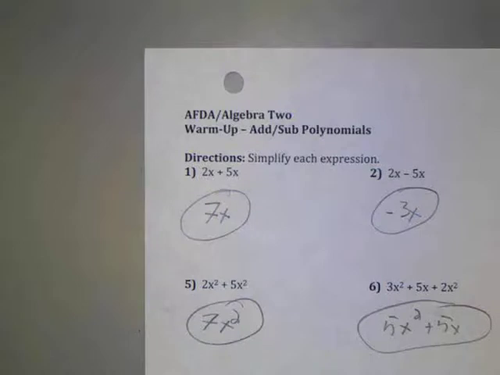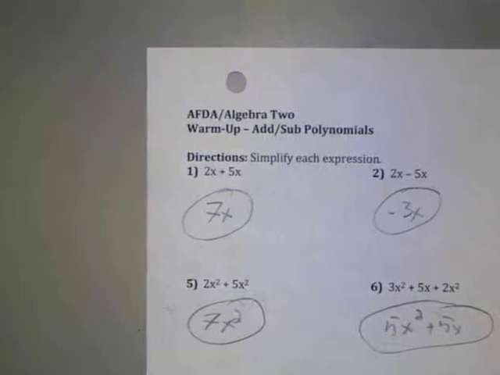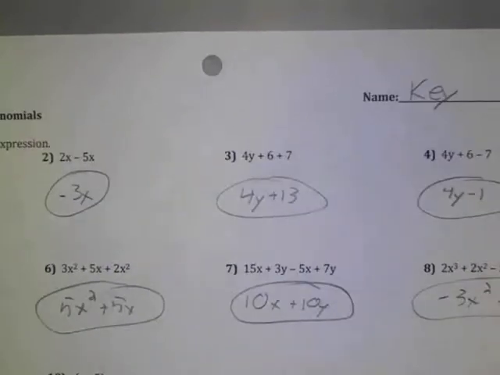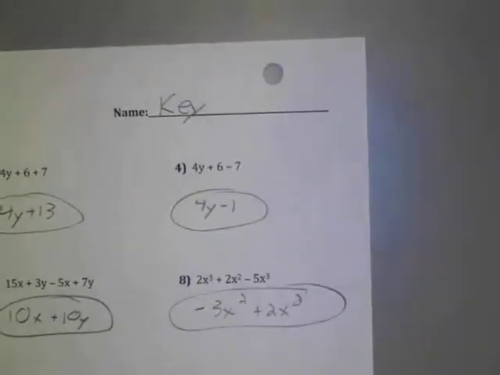All right, class, you should have had some time to have worked on this adding and subtracting polynomials. Basically, we are combining like terms. So here's the answer to number 1, 7x. Here's the answer to 2, negative 3x. The answer to 3, 4y plus 13. The answer to 4, 4y minus 1.